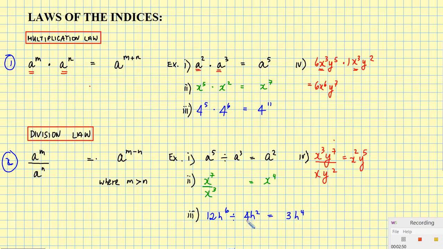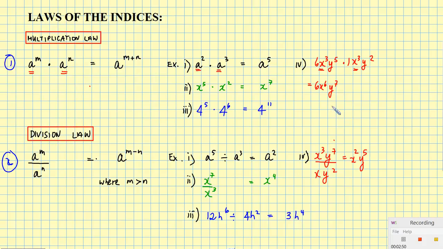Then if we were to take a look at 12h to the power of 6 divided by 12h squared, well, h and h have the same bases, it's division, therefore I subtract my powers, or my exponents. So 6 minus 2 would take me to h to the power of 4, and 12 divided by 4 will take me to 3. Therefore my answer would be 3h to the 4th.